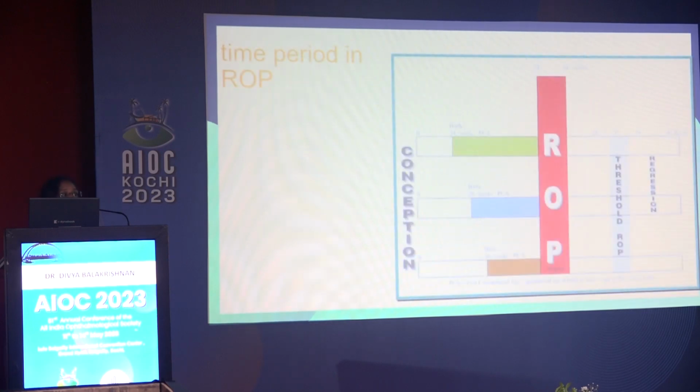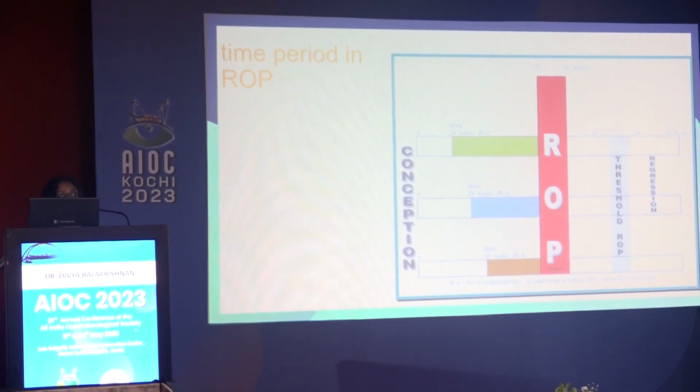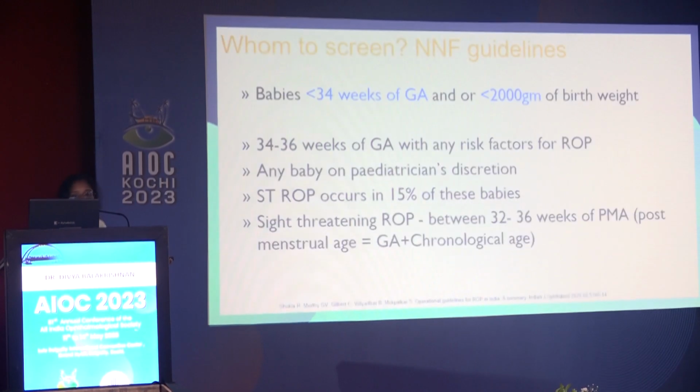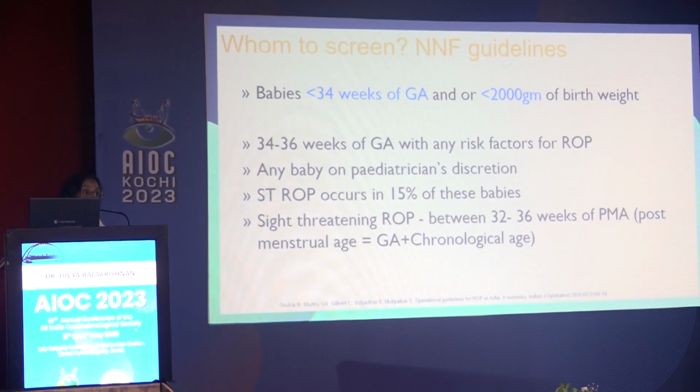So that is the reason why you don't screen the babies immediately after birth. You wait for that proliferative stage to develop to see whether the ROP is coming. The peak incidence is between 32 to 34 weeks. And as I mentioned, any baby who is born less than 34 weeks, easy to remember, screen at 30 days of birth. And if the gestational age is less than 28 weeks, screen the baby at 20 days of birth. And there are already neonatal forum guidelines for screening in India.